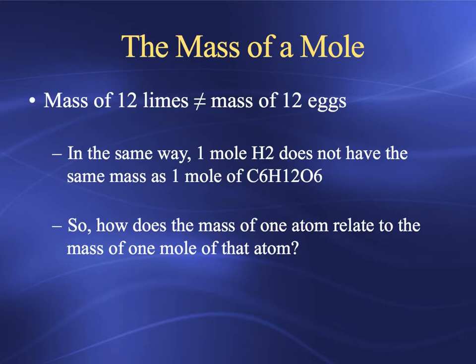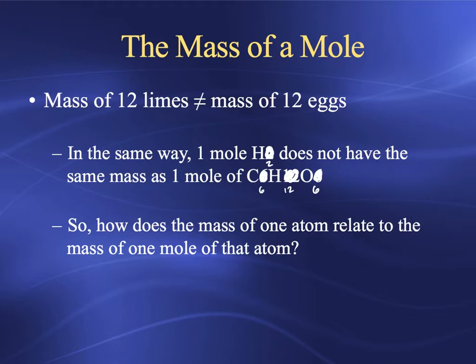So to begin with, think of atoms as actually different things. If you have 12 limes and 12 eggs, they're not going to have the same mass. In a similar way, if you have something like hydrogen gas, H2, which is a very light gas, 1 mole of that is not going to have the same mass as 1 mole of glucose here. It's going to have a different mass. So H2 is not going to weigh the same amount as C6H12O6 if you have 1 mole of both of those.